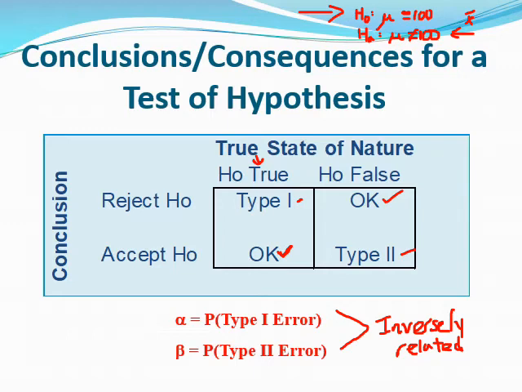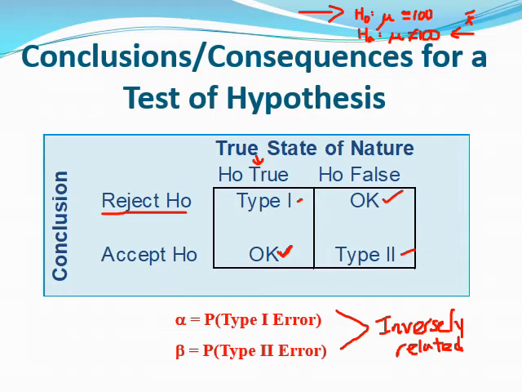Which one do we assume is true? Well, we begin by assuming the null is true. So how do I get to the conclusion that the alternative is true? Because that's really what we want to say. Well, we get there by rejecting the null. Does that make sense? We're attempting to say the alternative is true. The reject H0 conclusion is the conclusion that says we believe the alternative is true.